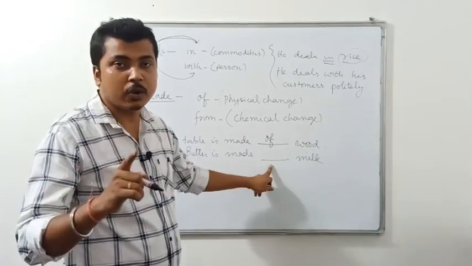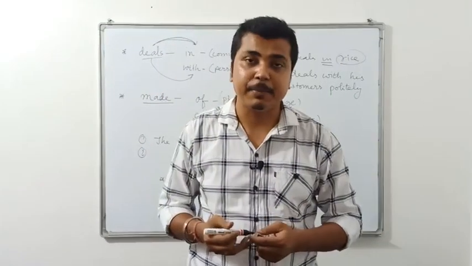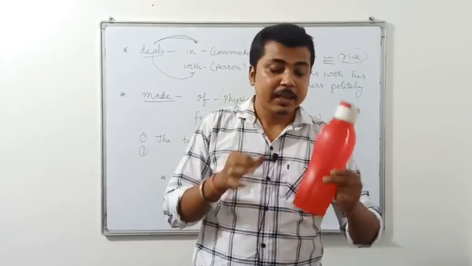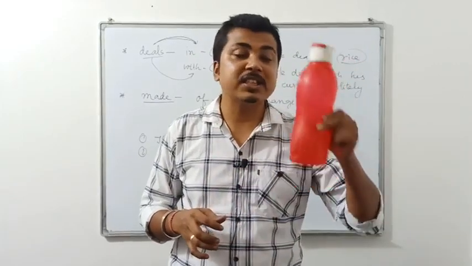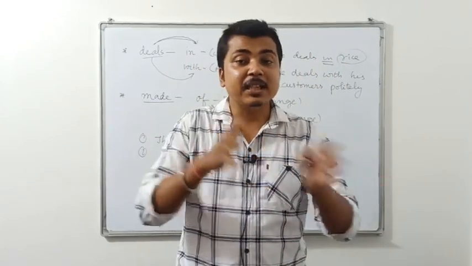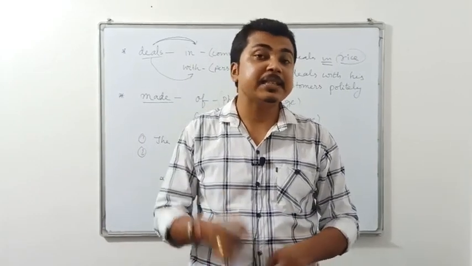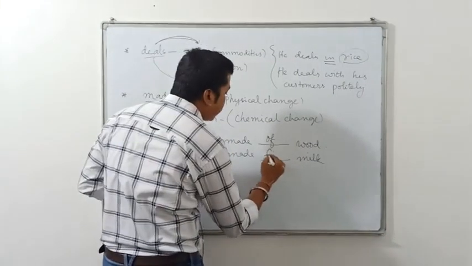Have you understood or not? Physical change means only it will change its shape. Okay, it will not change its chemical. As I said, this chemical is plastic. Plastic has not changed, only the shape has changed, isn't it? But milk has changed into butter. It has no more remained milk. In this case it is chemically changed. So dear student, butter is made from milk.